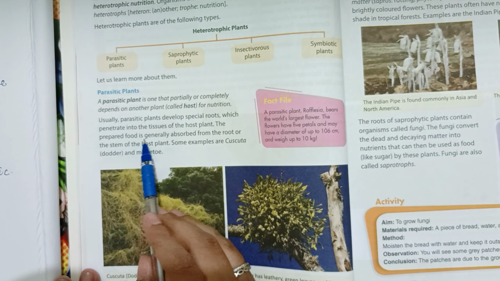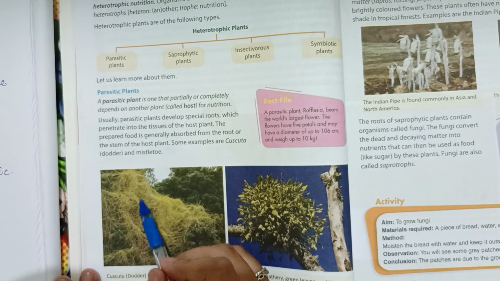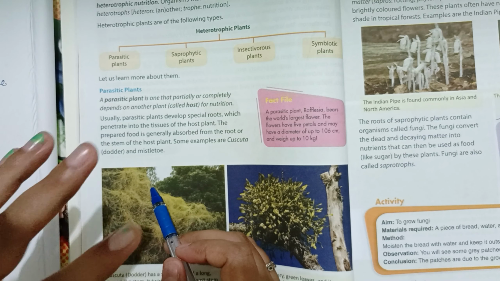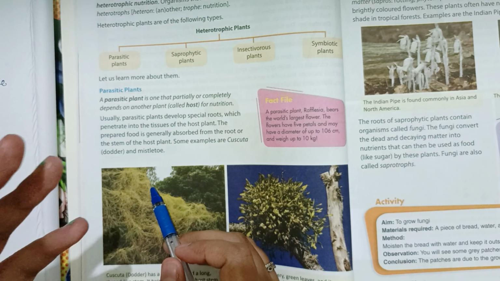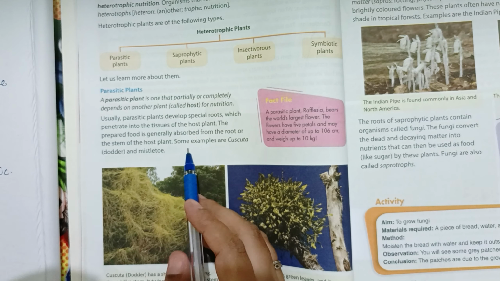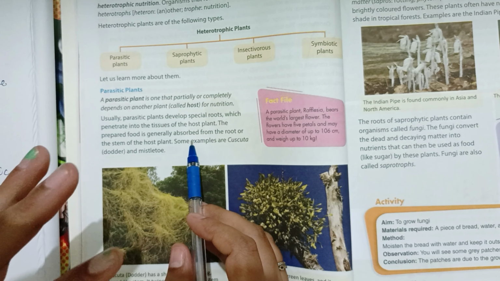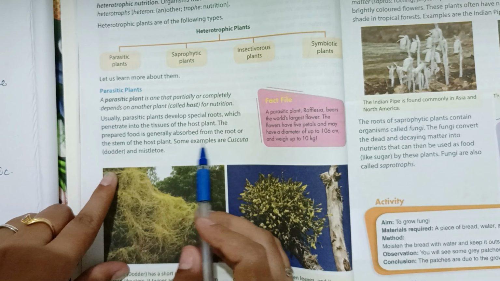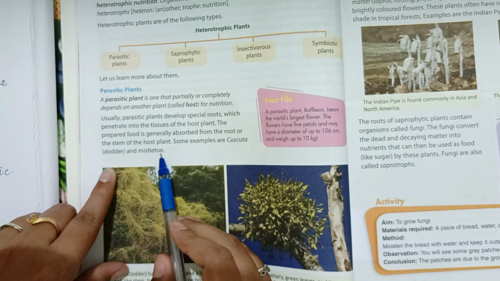The prepared food is generally absorbed from the root or the stem of the host plant. Now, the root is entering inside the host plant, which is the plant that can prepare the food by itself. So these parasitic plants are absorbing the food from the root or the stem of the host plant. Some examples are cuscuta, that is dodder, and mistletoe.